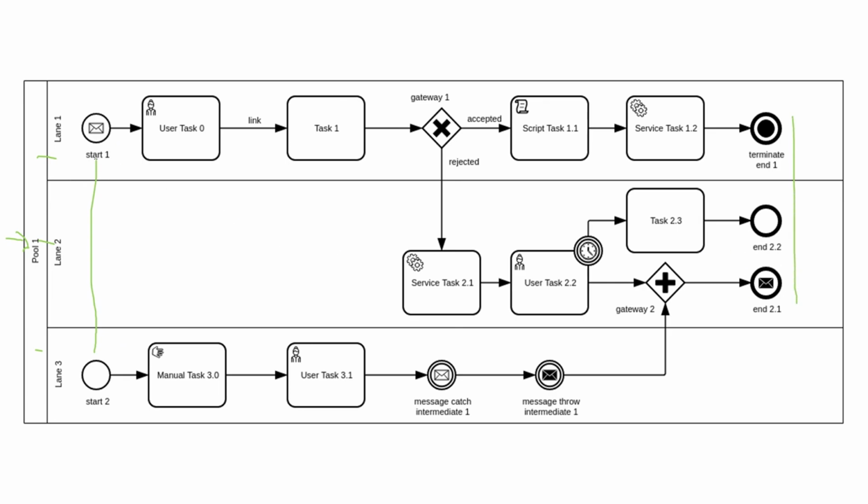Okay, we don't know how these things get started. There's not much context, but let's for now just assume the upper one gets started with a message here. So we do user task 0, task 1, very simple. Now we have an XOR gateway, so only one of these paths is going to be chosen. If we take the first one, so we accept something, we have a script, a service task, so this means that the system is doing something, and a terminate end event.